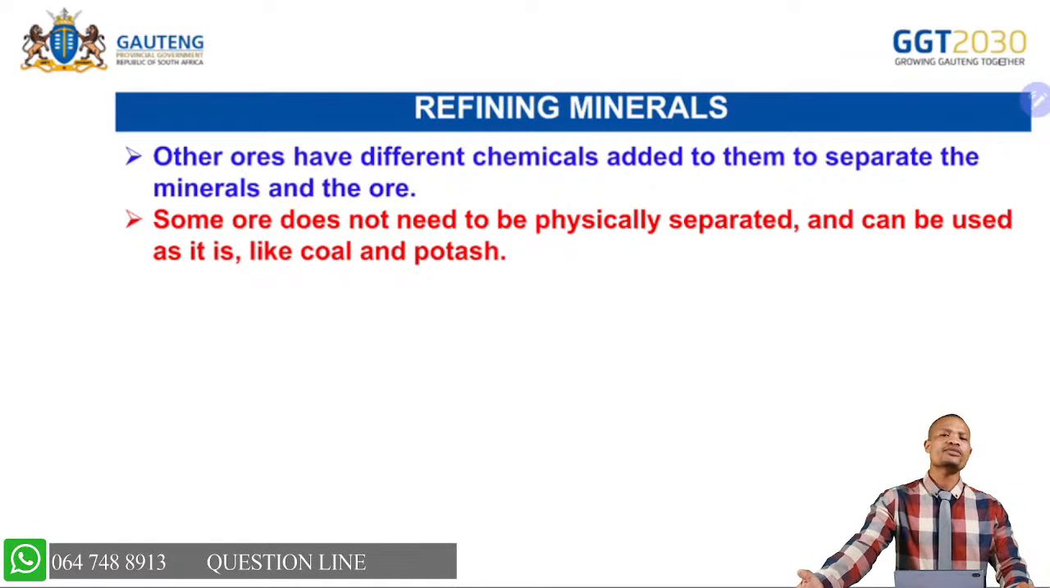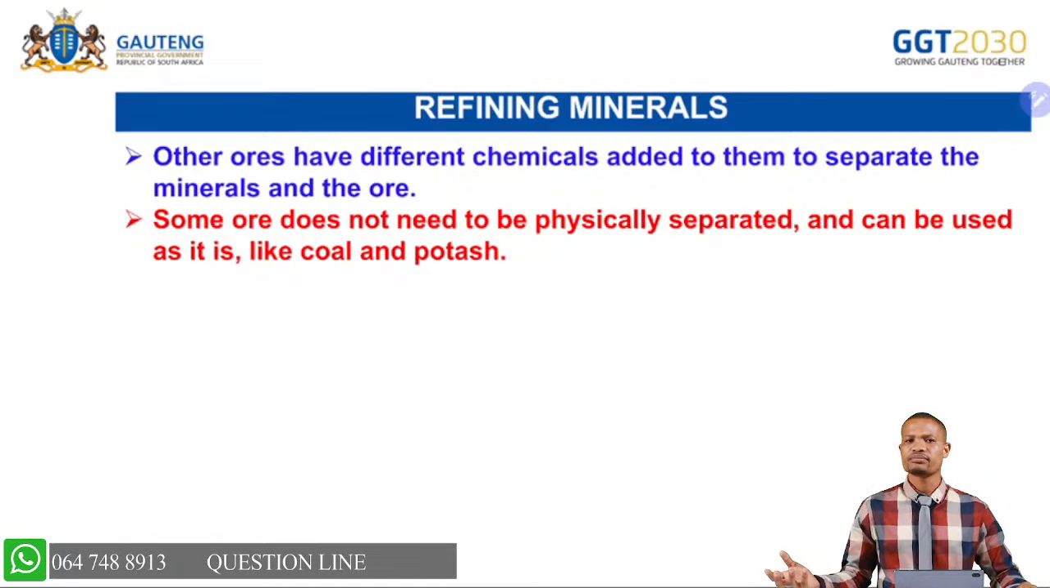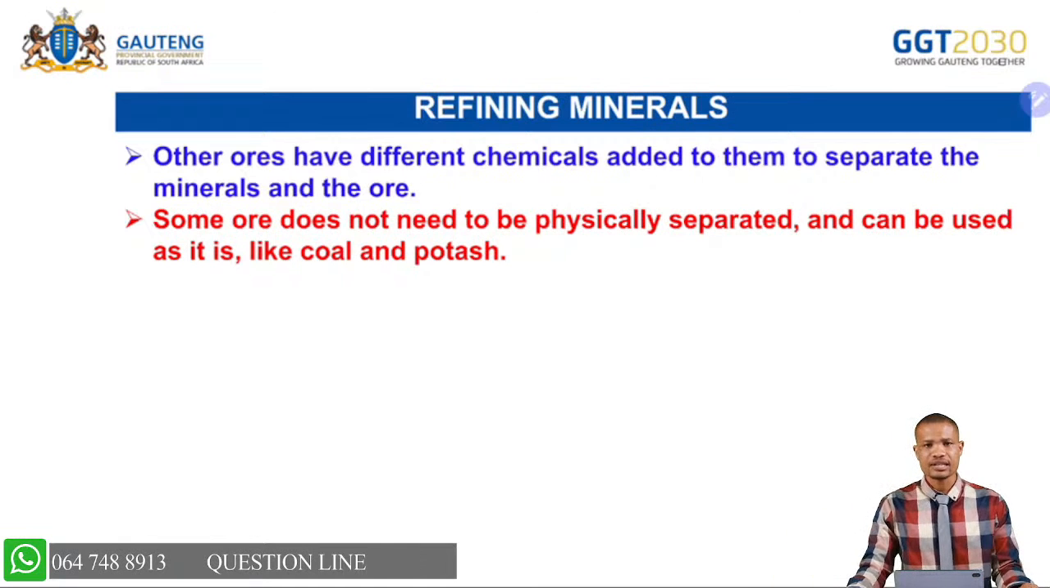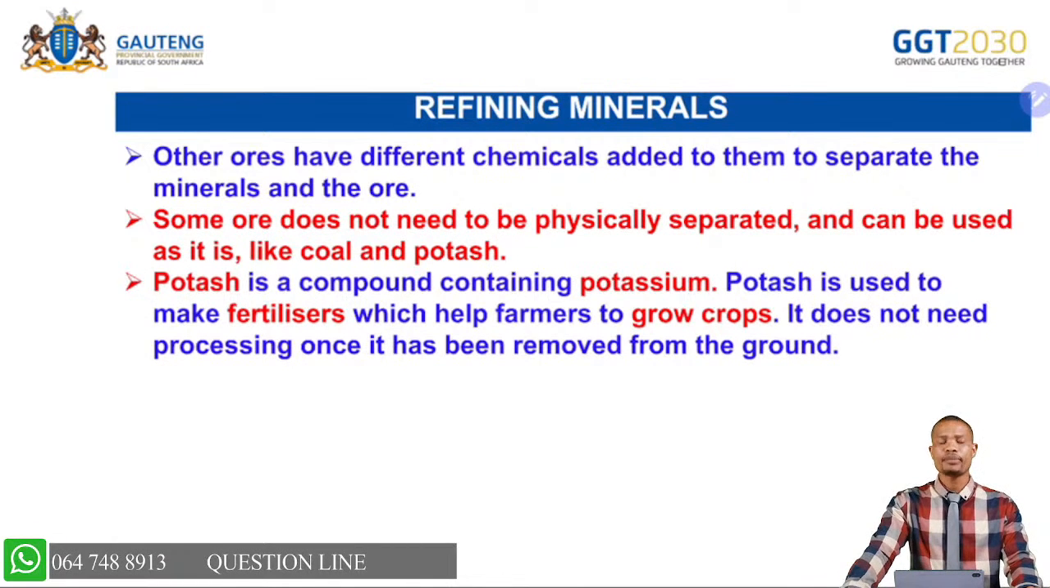So some ores don't need to be physically separated and can be used as it is, like coal. When we extract coal from the ground, we don't need to treat it because we can use it as is. You see, coal is easy to use. You use it in its natural form. But for other minerals such as iron, you can't use an iron ore. You need iron to be extracted from the ore. The same applies with copper.